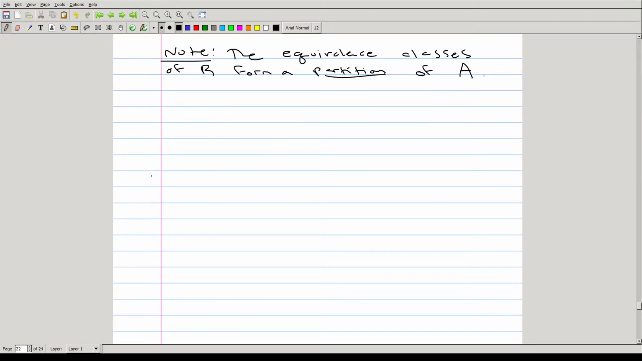And the idea here is that we can actually use this to define a very important set called the quotient set for a given equivalence relation.